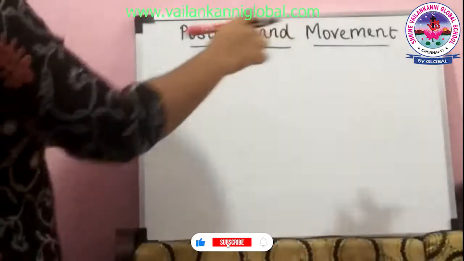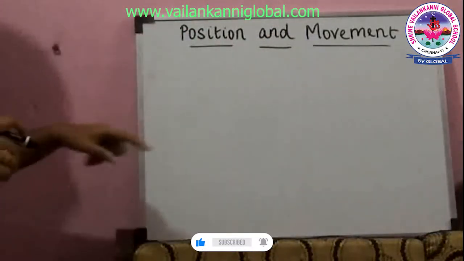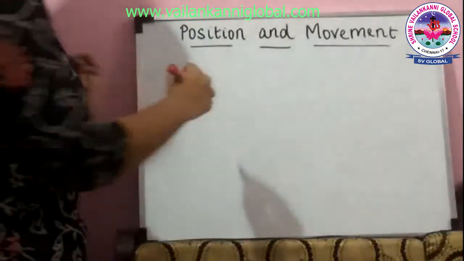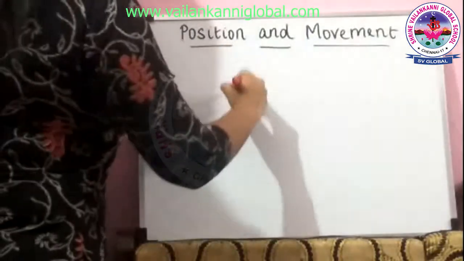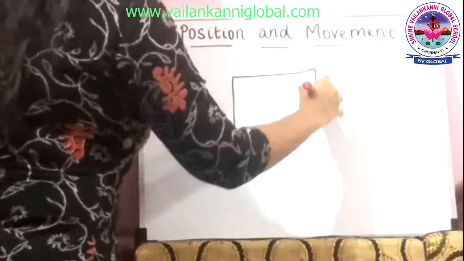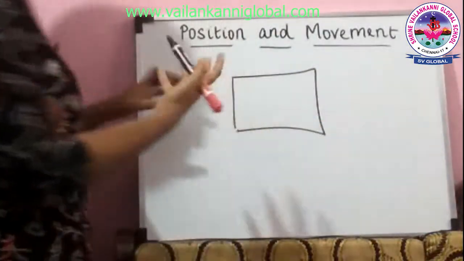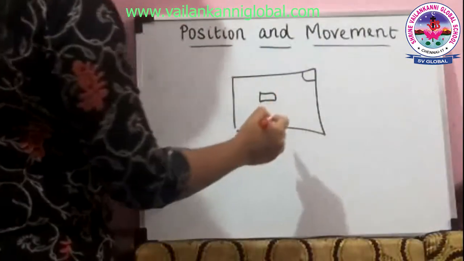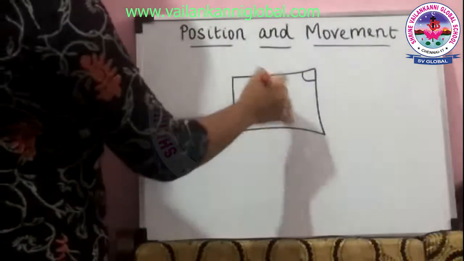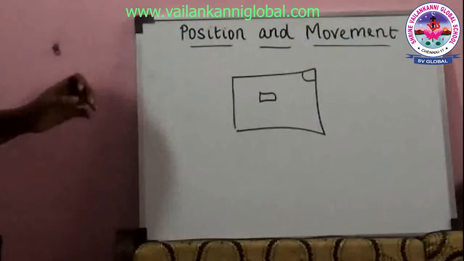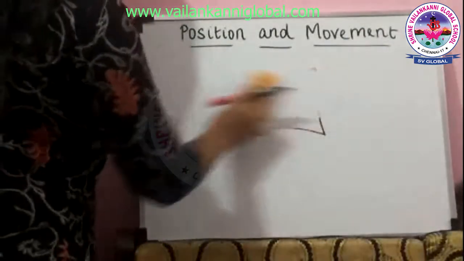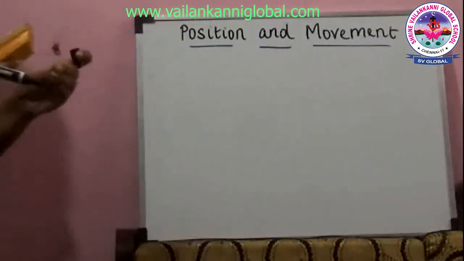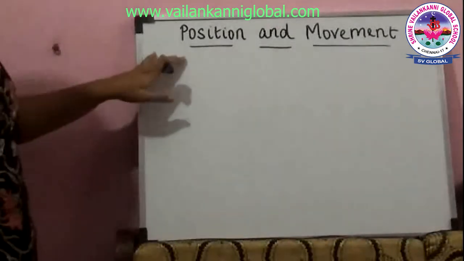Position and movement. Position tells you where exactly an object is kept. For example, you have kept your book somewhere and you're asking your mom, and she says it's on the table. Maybe the book is in the center or in the corner, or near the sides. So your mom will tell you some direction or some position. That is nothing but position.